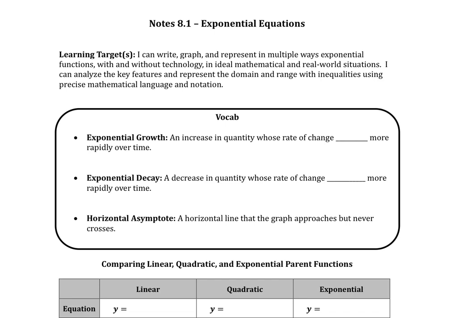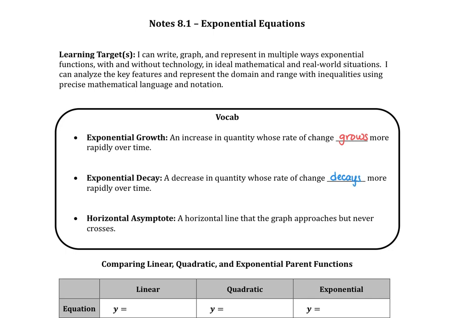Today we're going to be talking about exponential functions. We're going to start first with our vocab. Exponential growth is just an increase in quantity whose rate of change grows more rapidly over time, while exponential decay is a decrease in quantity whose rate of change decays more rapidly over time.